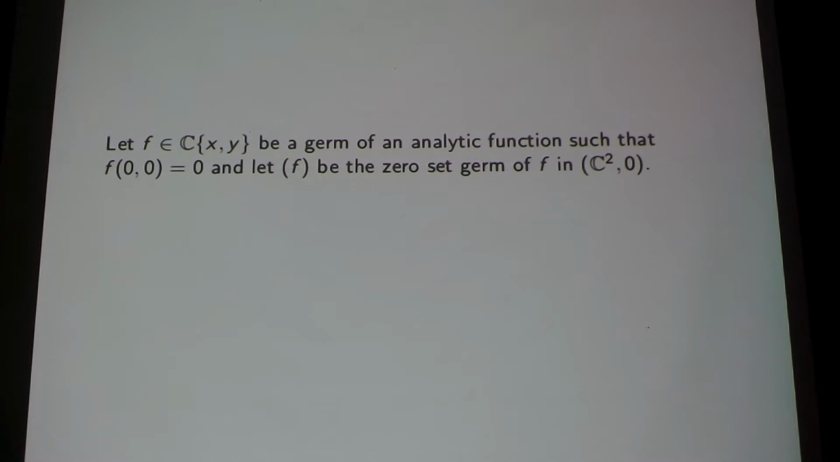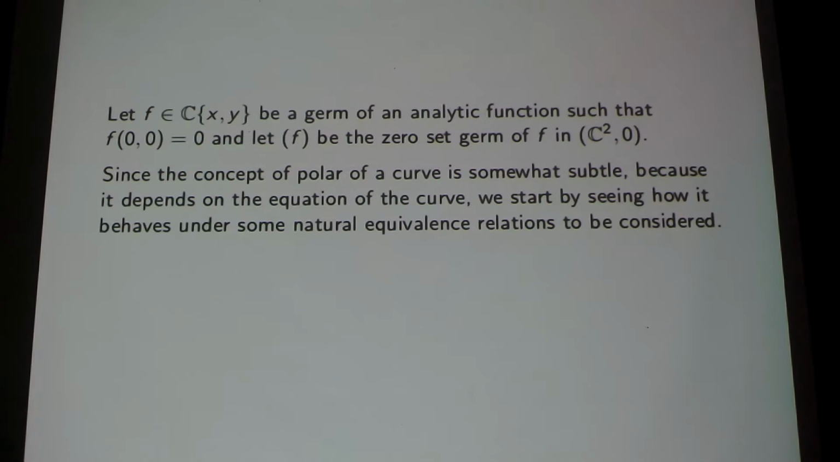Well, we start with f, a power series in 2 variables with complex coefficients, such that it vanishes at the origin, and we denote by f in parentheses the zero-set germ of f at 0, in a neighborhood of 0 of C2. Since the concept of polar of a curve is somewhat subtle, because it depends on the equation of the curve, we start by seeing how it behaves under some natural equivalence relations to be considered.